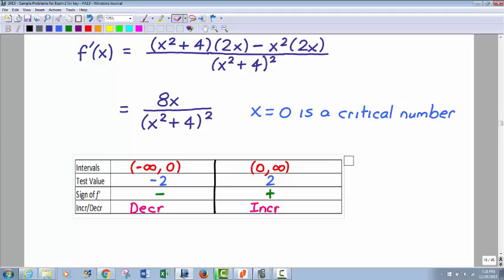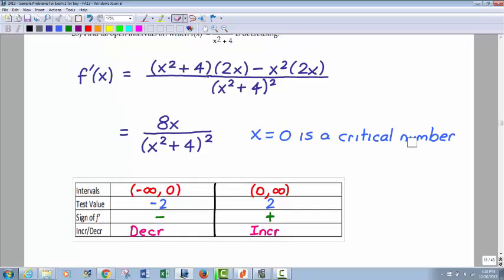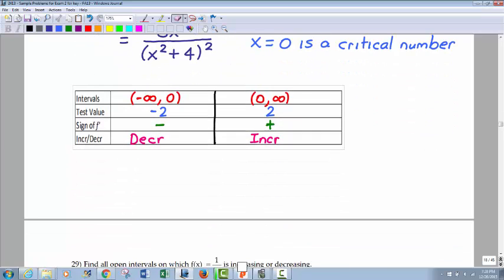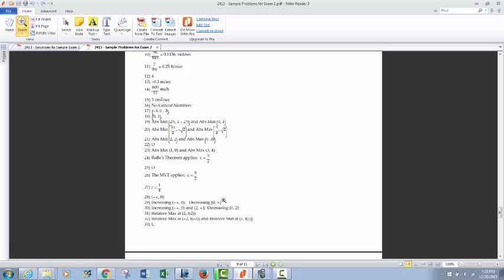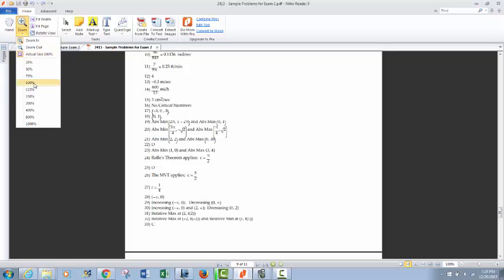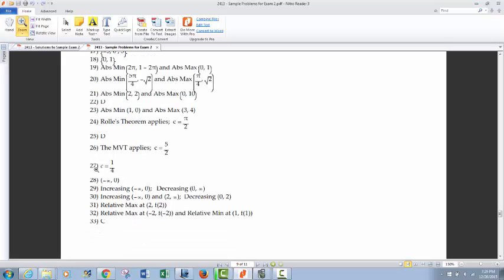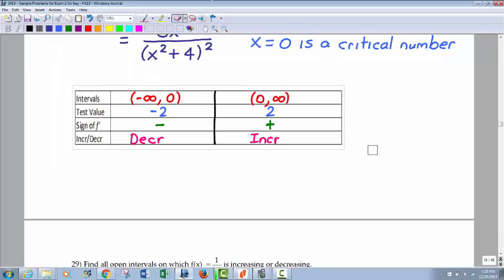So the original answer key probably only showed, I could check, but since it asked for decreasing, it only showed decreasing, but you need to be aware of both. Make that a little larger here. The answer shows negative infinity to 0, which is correct. But I would be surprised if you had a question that asked only for that, because you might as well ask both. So then it would have been increasing from 0 to infinity.